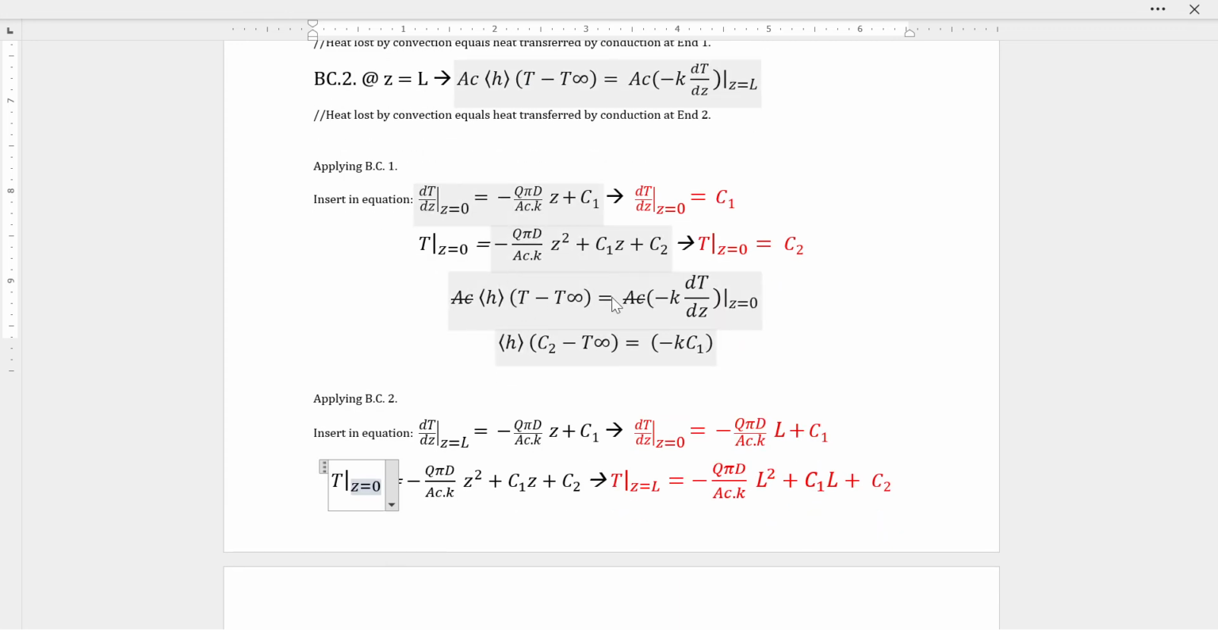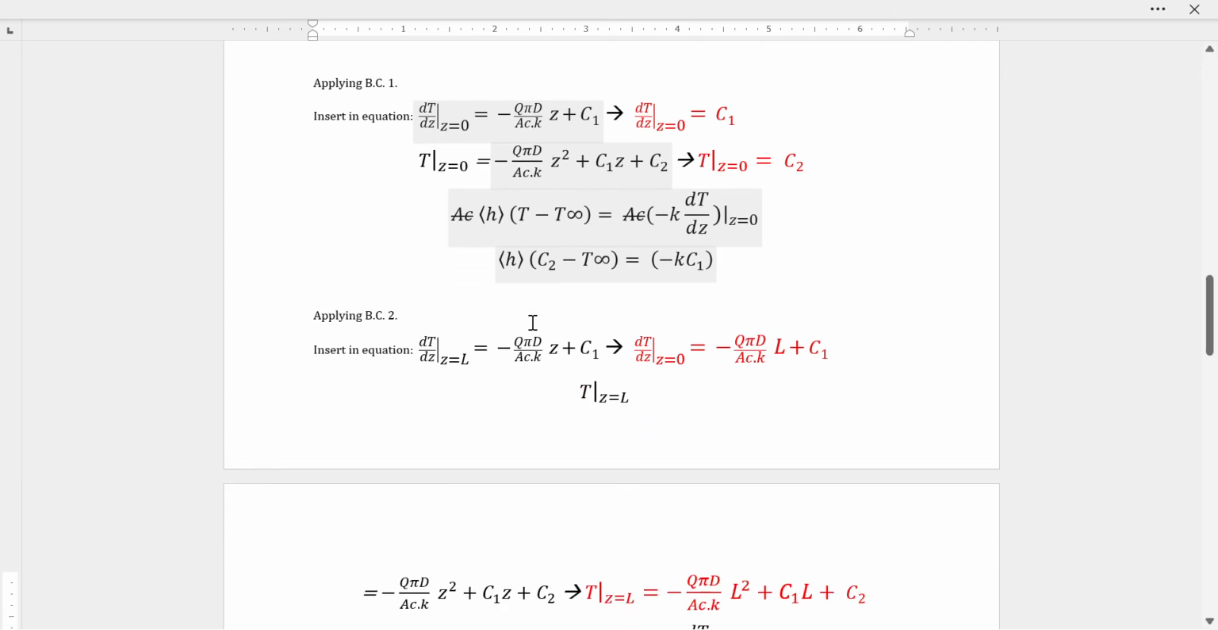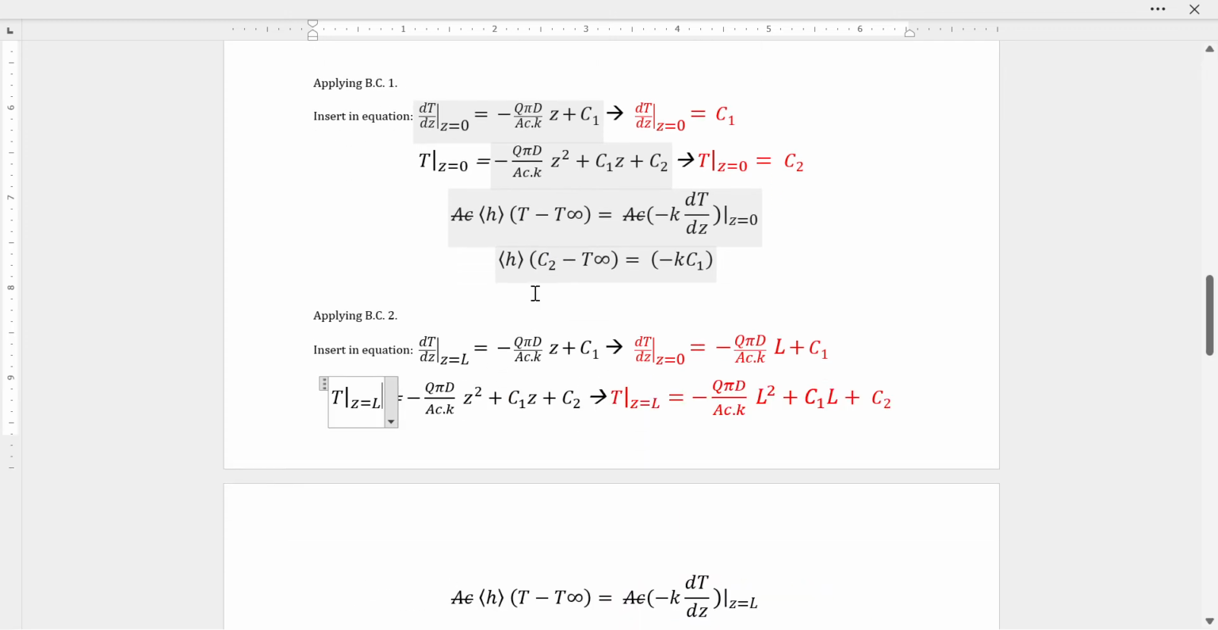We see that the ACs get cancelled out, and then what do we have? We have this expression over here, and instead of T, I'm going to insert C2, and instead of dt over dc, I'm going to insert C1 as I evaluated over here. Now I obtain a cleaner form of my equation, and this is something I can work with.